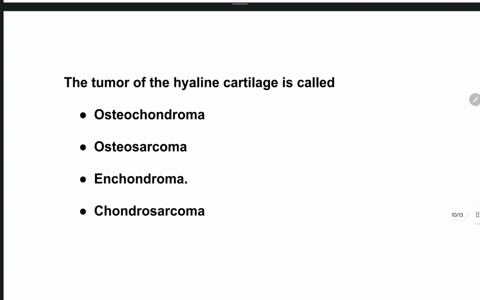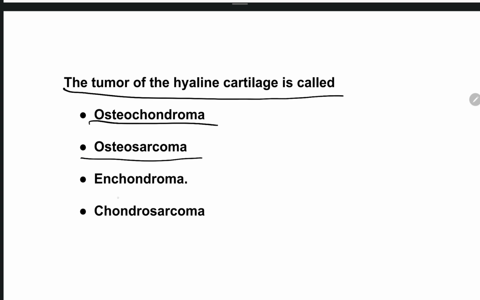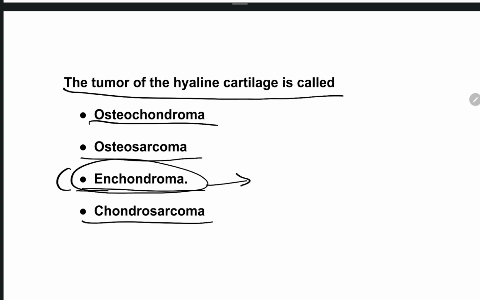The next one is, tumor of the hyaline cartilage is called osteochondroma, osteosarcoma, enchondroma, chondrosarcoma. The right option is option C, enchondroma. Enchondroma is a type of tumor which arises from the hyaline cartilage. Hyaline cartilage is present at the end of the bone. So here we can have the hyaline cartilage.